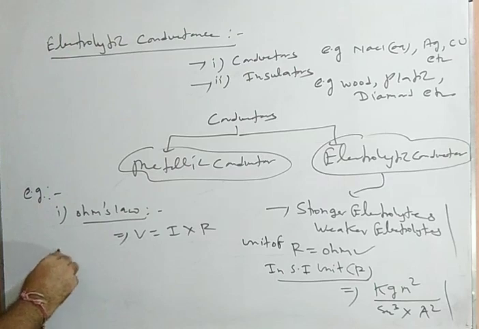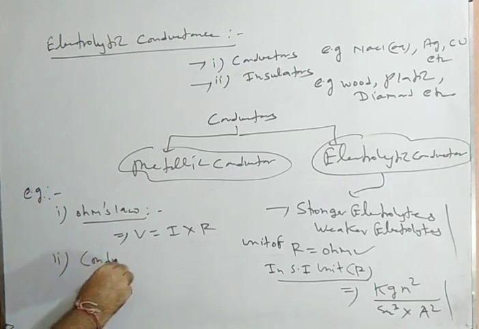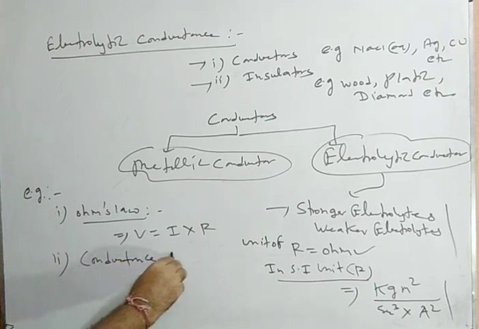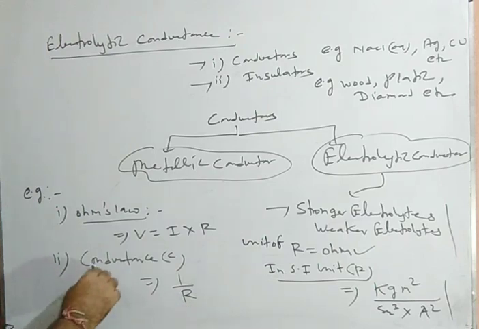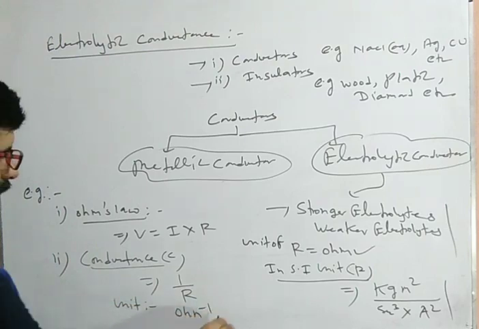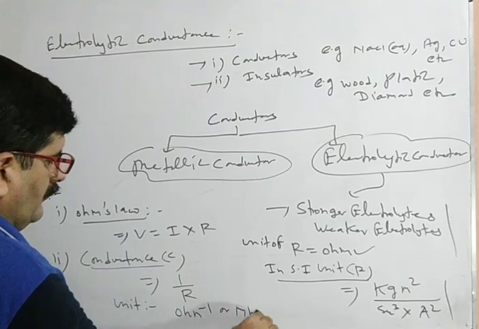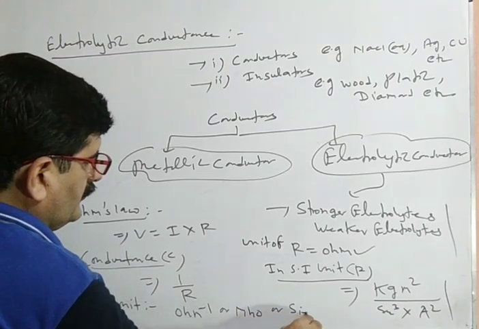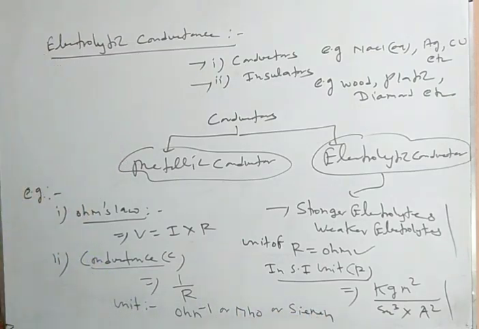Second one, conductance is the reciprocal of what? Resistance. Unit: ohm inverse or mho or Siemens. So such are the units for what? Conductance.